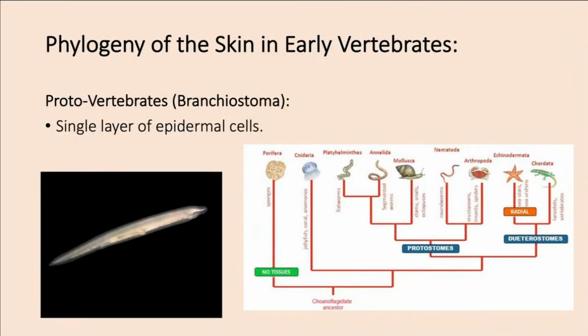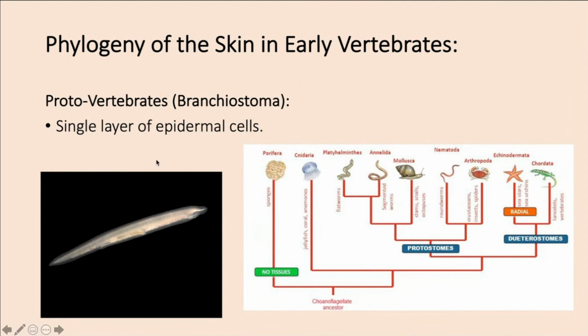Now, the phylogeny of skin in early vertebrates. So the protovertebrates are the earliest vertebrates, and an example of them is the branchiostoma. Here you can see the branchiostoma. Remember how we said that the earlier vertebrates are kind of like bottom dwellers, filter feeding animals, or bottom feeders that just feed on any type of things that they can find, kind of like scavengers. So these animals are very, very simple, and branchiostoma is one of them.